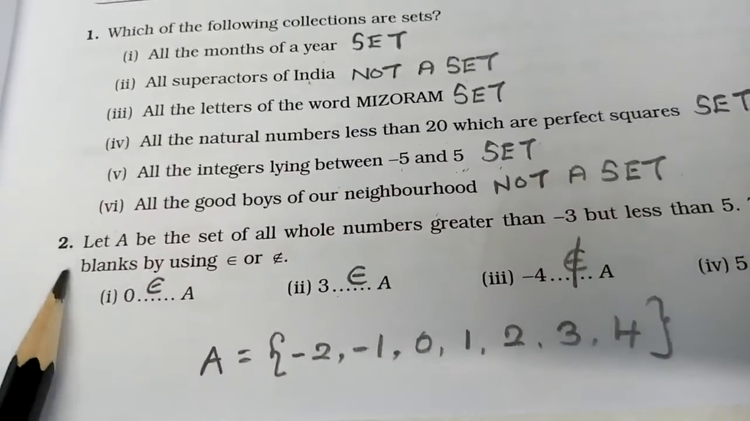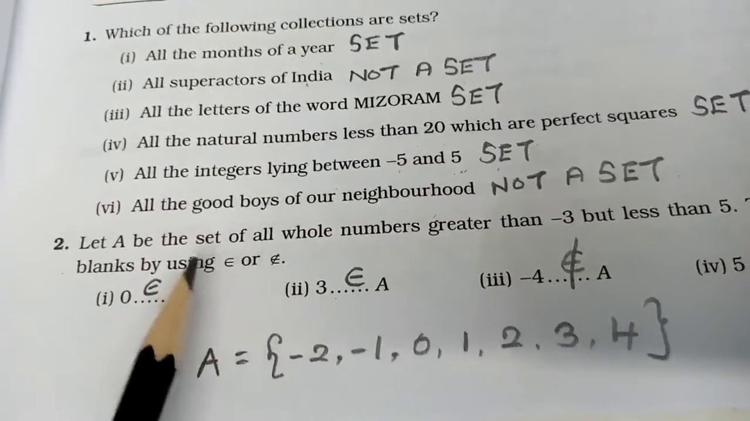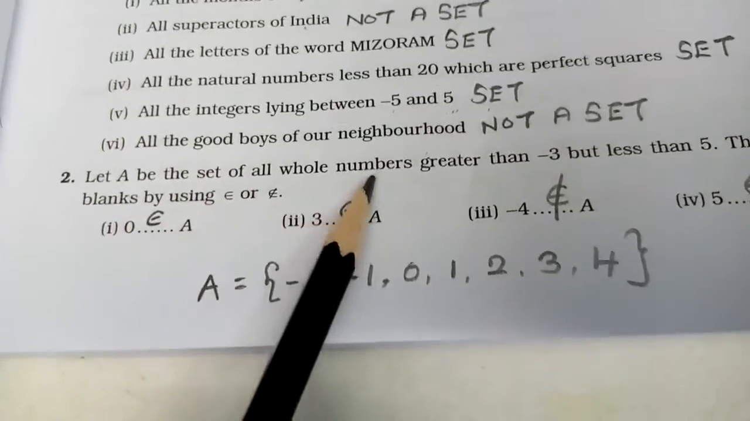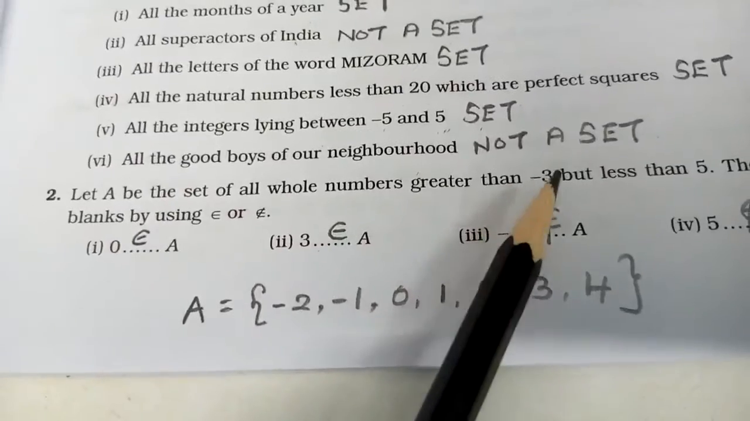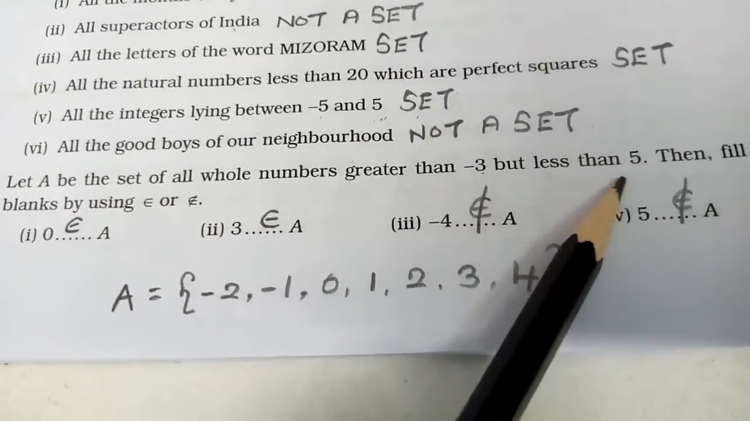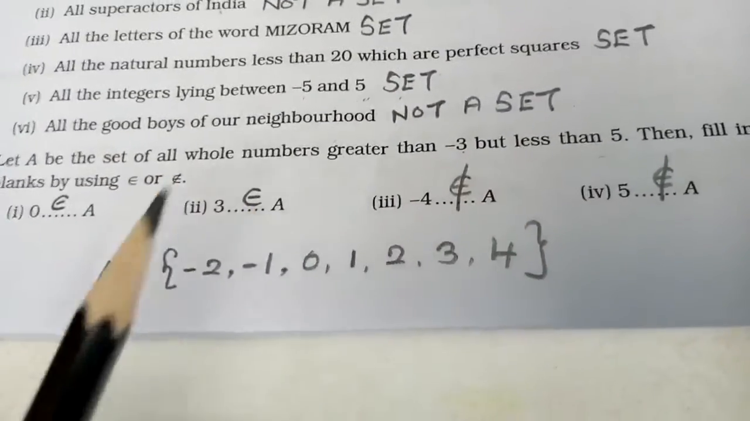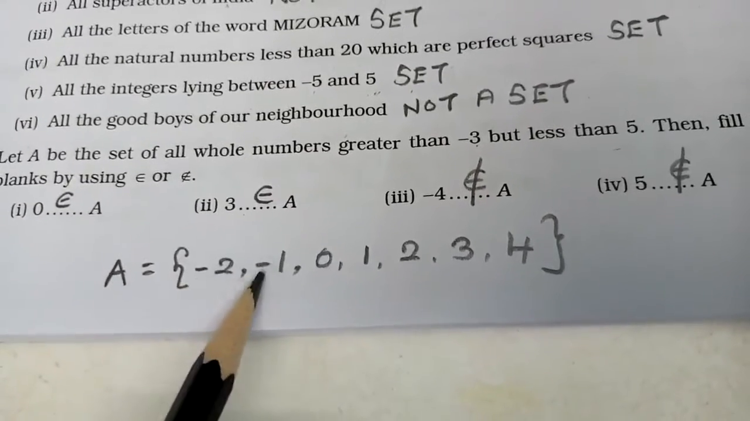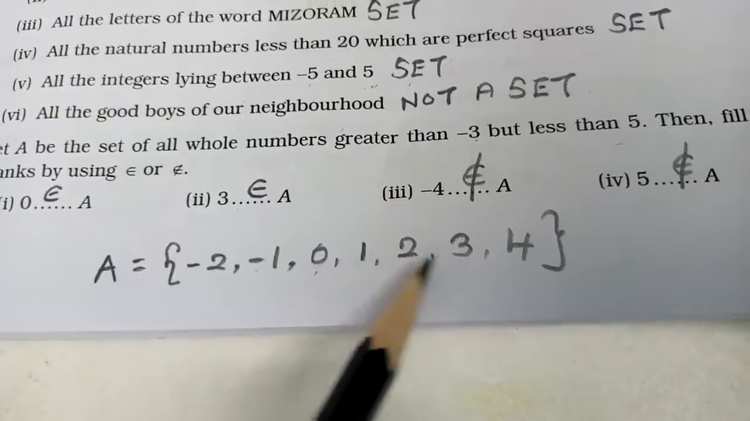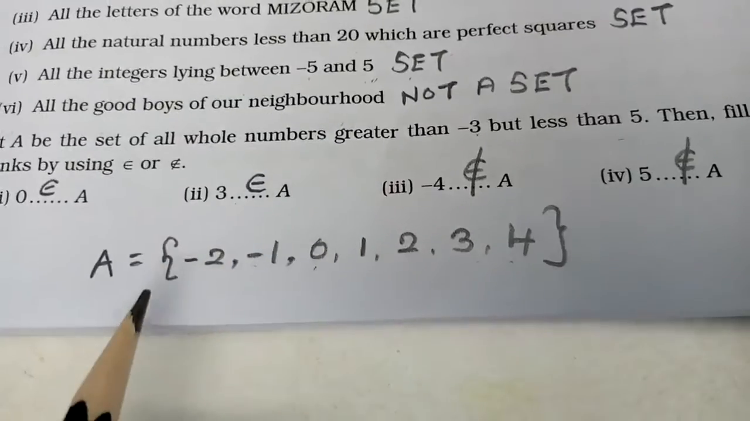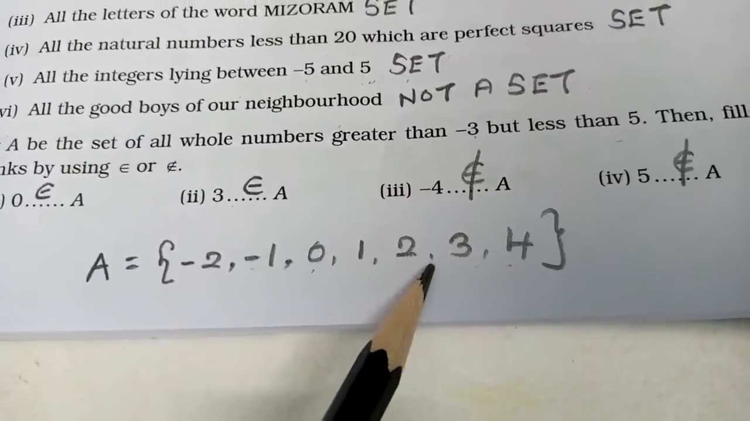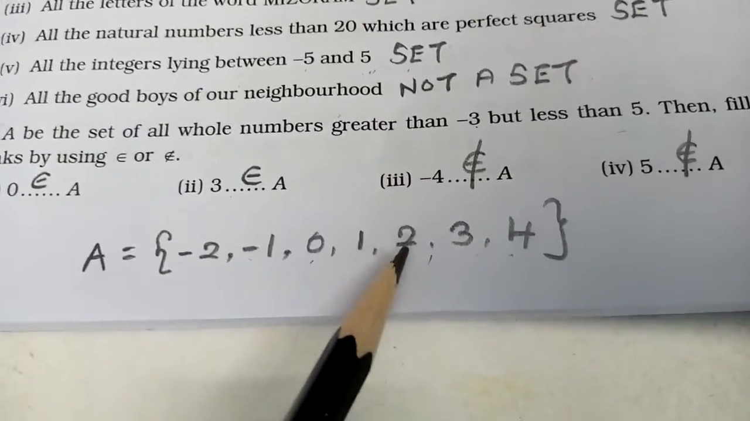Coming to the second question. Let A be the set of all whole numbers greater than -3 but less than 5. The meaning of this is greater than -3 means -2, -1, 0, 1, 2, 3, 4. Between -3 and 5, I am writing all the values. That is the concept of the statement given here.